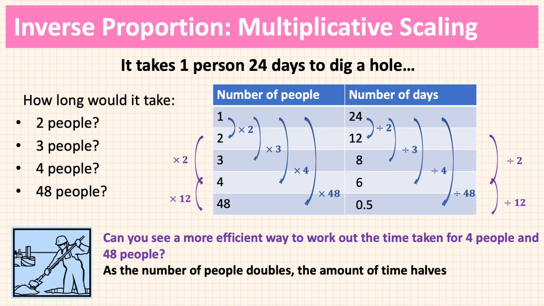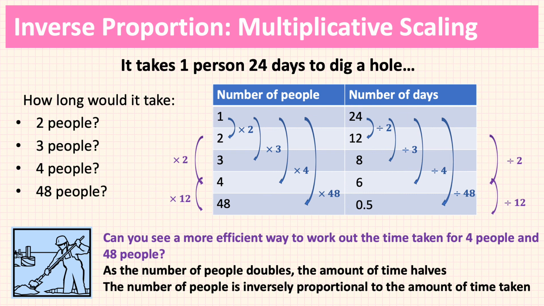So in summary then here, as the number of people doubles, the amount of time halves. Therefore, we can say in slightly more mathematical language that the number of people is inversely proportional to the amount of time taken. That means as the number of people goes up, the time taken goes down at the same rate.